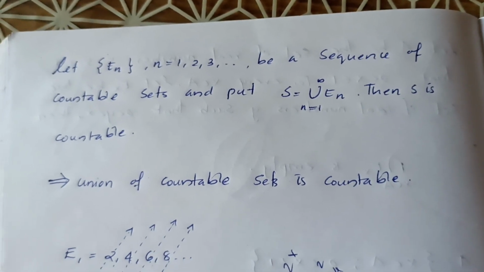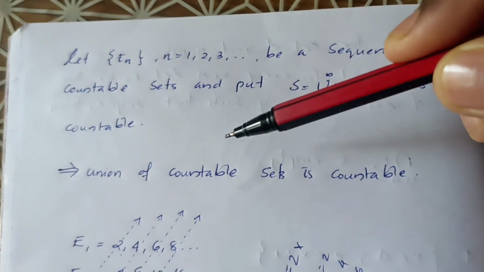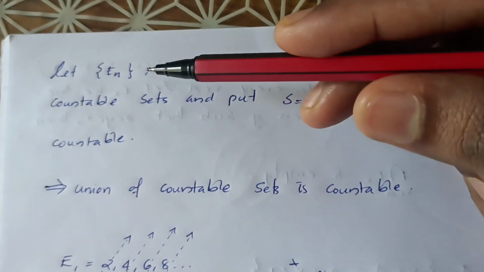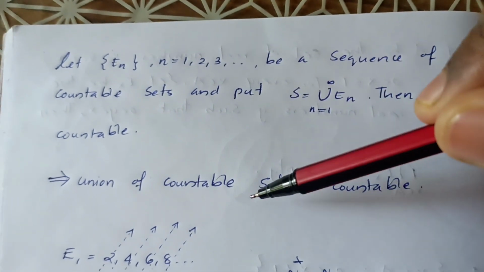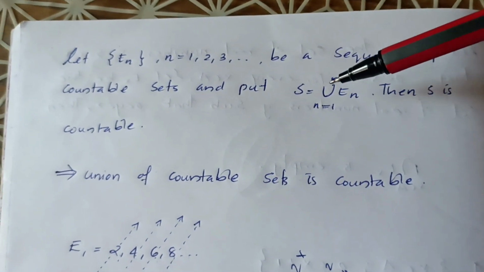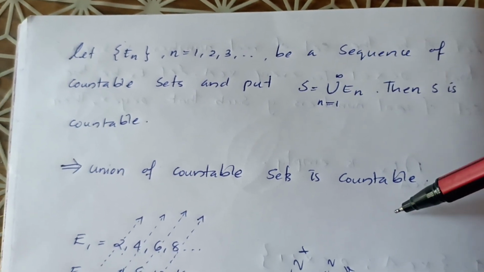Here we have to prove that the union of countable sets is countable. I am denoting the countable sets as En, so we have E1, E2, etc. En are countable sets. We have to prove that the union of the countable sets, union of En, which I am denoting as S, is also countable.